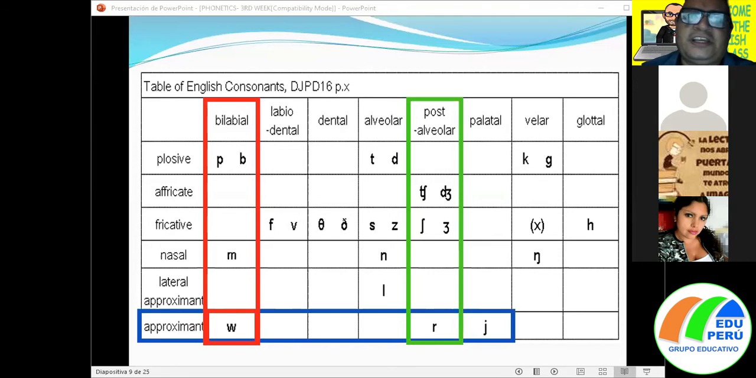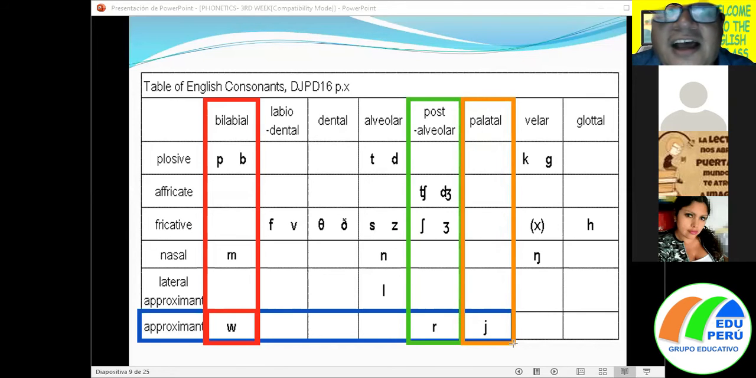And we finish with the palatal sound. Let's move on to the palatal sound: ya. Approximant palatal sound. Remember, as in the word yes, yellow. So we have this palatal approximant sound.